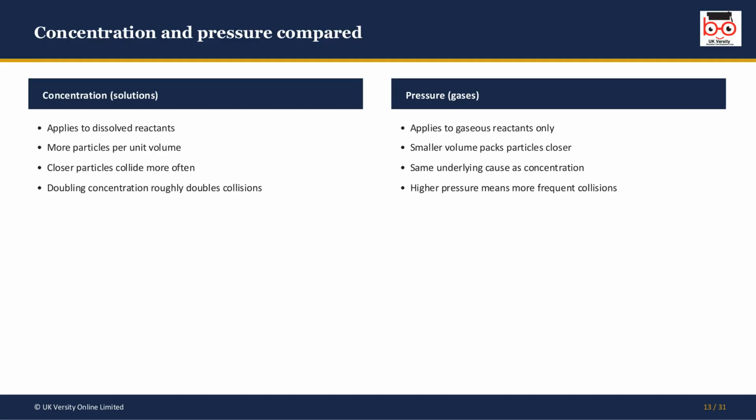Let's put those two together. Concentration applies to dissolved reactants. More particles per unit volume, sitting closer, colliding more often. So doubling the concentration roughly doubles the collisions. Pressure applies to gases only. A smaller volume packs the particles closer in exactly the same way. Same underlying cause, just one for solutions and one for gases.